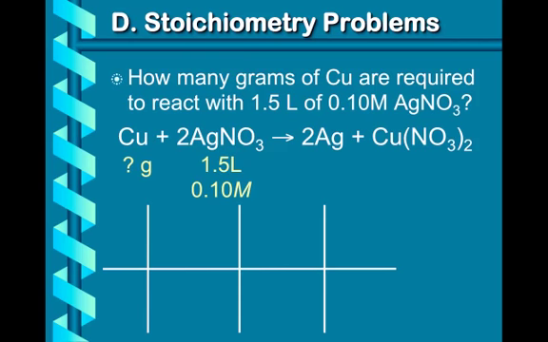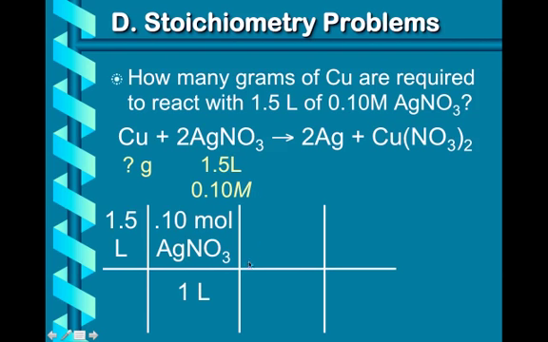Alright, so we always start off with what we know. We know we have 1.5 liters of silver nitrate. We have to go from liters of silver nitrate to moles of silver nitrate, and we do that by using this molarity conversion. Remember, molarity is given to you in your problem, and it's 0.10 moles of solution per 1 liter. Liter has to go on the bottom so it can cancel. We're now in moles of silver nitrate.